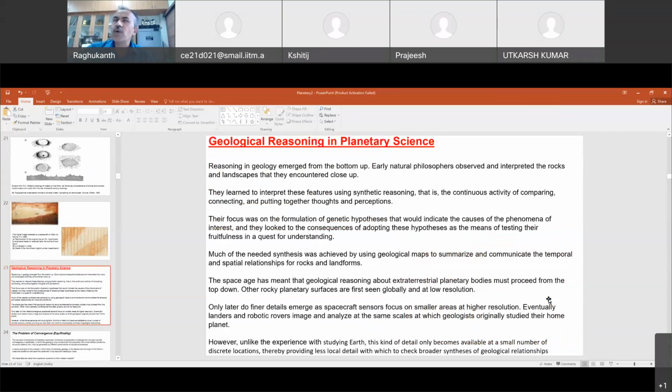Okay, so I will show you also. Reasoning is the most important thing in geology. You make a hypothesis, and then you have to provide some kind of reasons itself. So now, like you see, it emerges from bottom up kind of a thing.